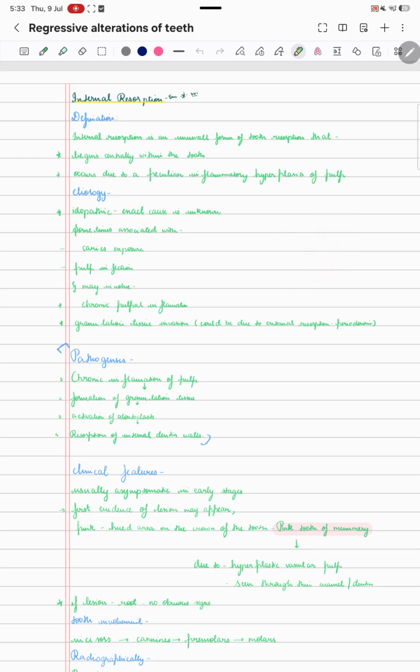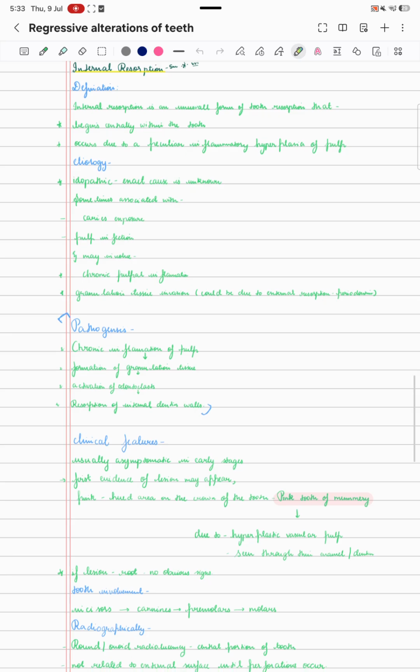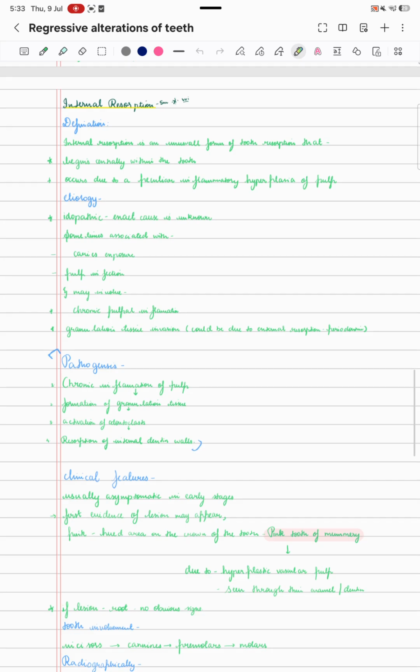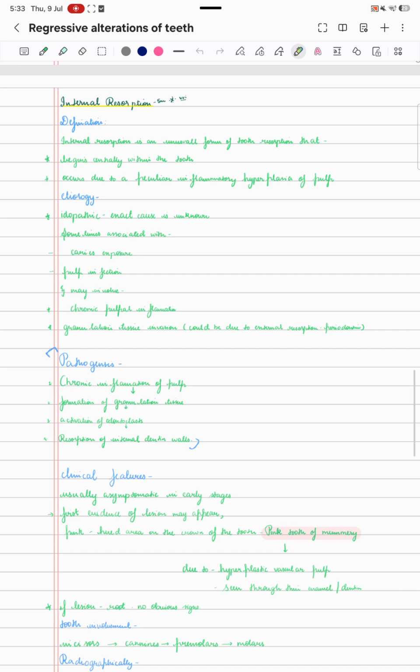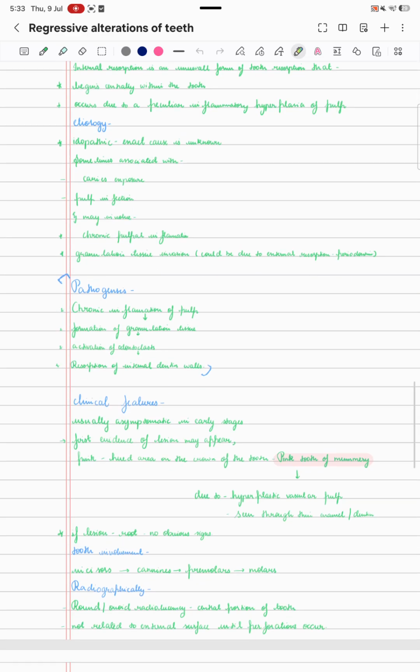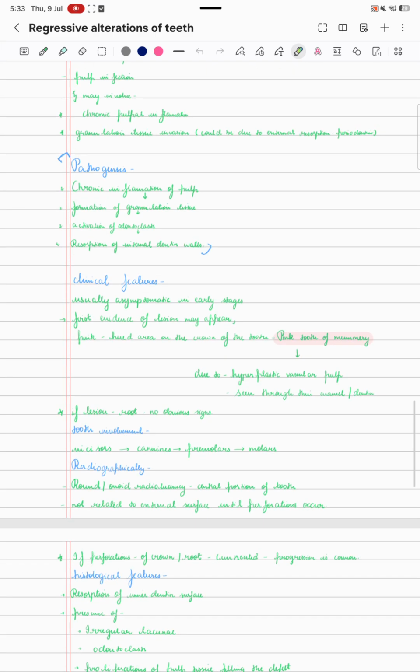Now, etiopathogenesis: its etiology is unknown. So there is a hyperplasia of the pulp. Usually pulp hyperplasia could be due to a bacterial infection or dentinal caries, but here we say it is idiopathic because hyperplasia could occur for several reasons. Sometimes it is associated with caries exposure, pulpal infection, chronic pulpitis. Granulation tissue invasion could also be seen.